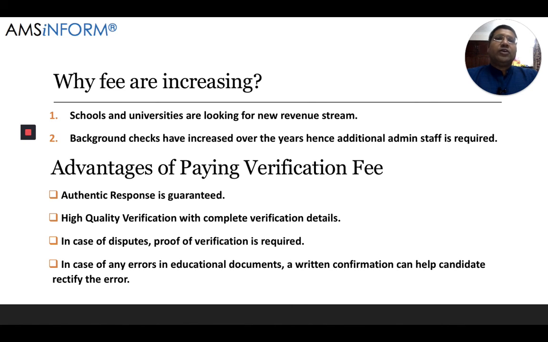And during the verification process, the university realizes that they had made a mistake, and they would ask the candidates to come to them, contact them, and get those errors rectified. And hence, getting this written verification makes sense to make sure that candidates are also happy, your client is also happy, and you are also safe and secure because you have proof of verification.